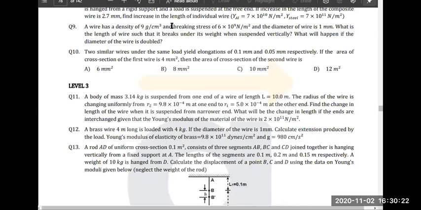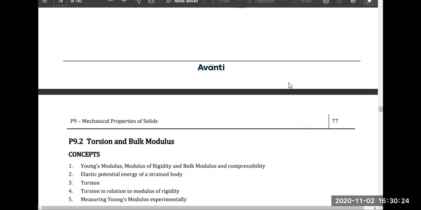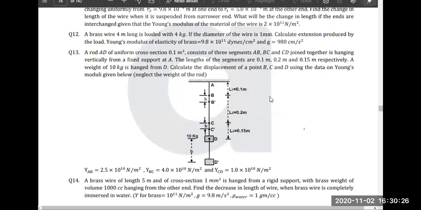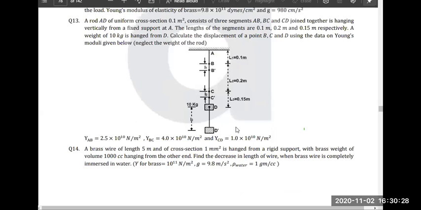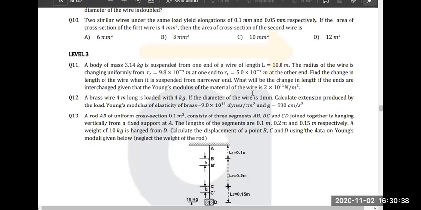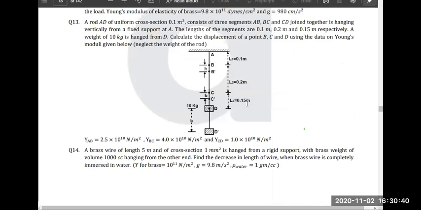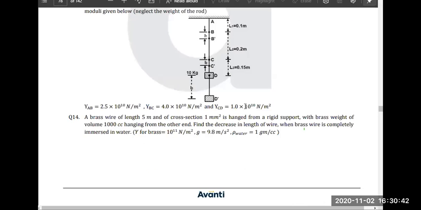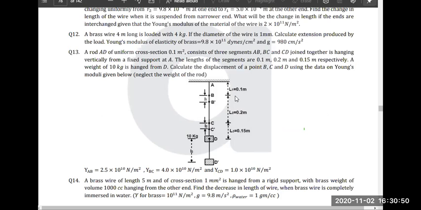Now 9.2, let's see 9.2. Question numbers 11, 12, 13, 14 are quite good questions. 13 everyone can try, it is not that difficult. 11 is a very good problem. Those who are advanced students should solve all, but 13 everyone can try.